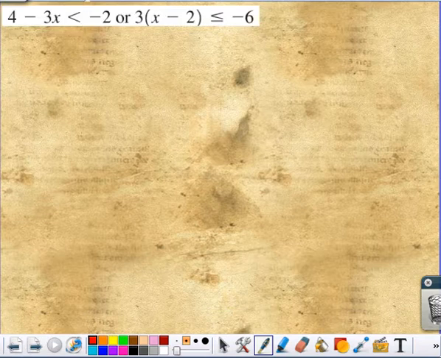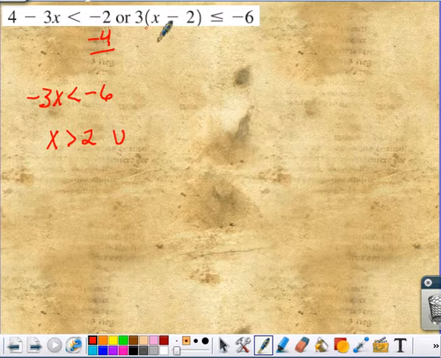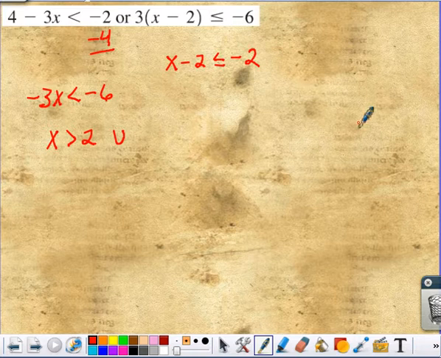Try again. The second one, you can distribute there. Okay, if you want to, 3 times x, 3 times 2. What I would do is just go ahead and divide by 3. Since the whole side is being multiplied by 3, divide the other side by 3. 3 is a positive number. Do not flip it. To get rid of minus 2, we're going to add 2. Gives me x is less than or equal to 0.